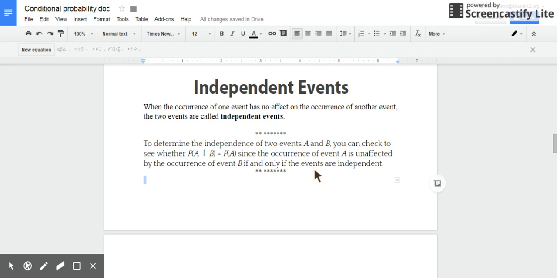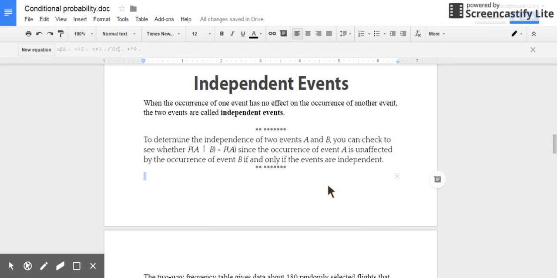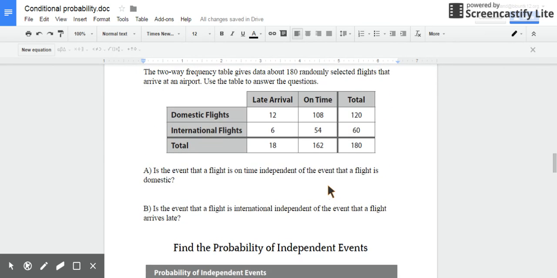Reading further, you'll notice that the conditional probability of these two events, A given B, equals the probability of A. Also, if you have B given A, then it would equal the probability of B, because your conditional probability of A is going to be unaffected by B, so it's going to equal your probability of A. So let's dive into looking at one of our two-way tables.